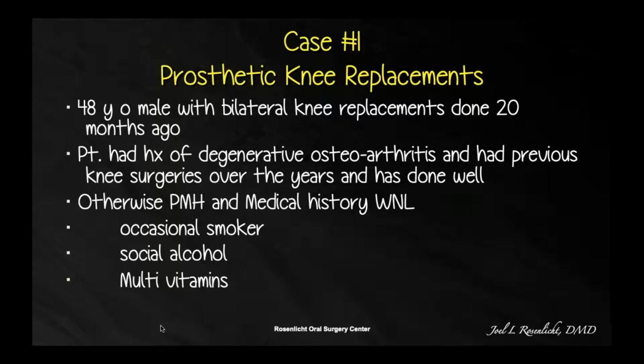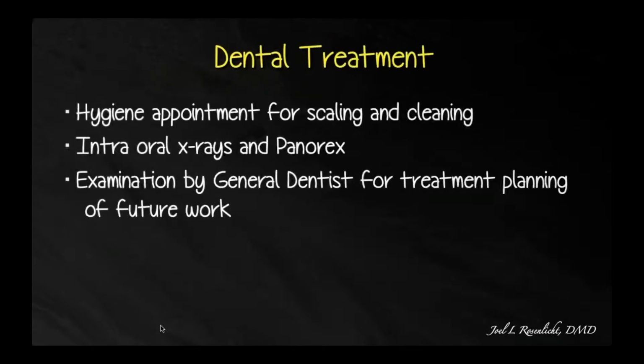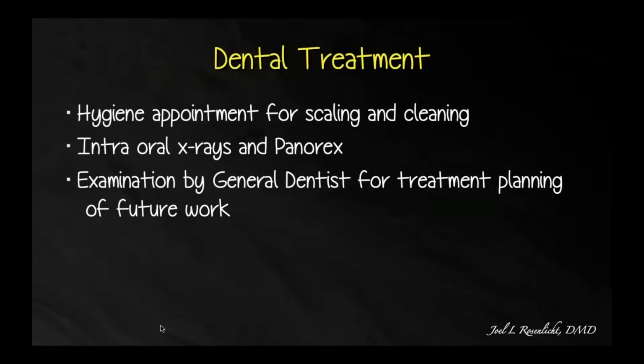surgeries. Otherwise, the patient's past medical history was relatively normal. His dental history was relatively normal. He was an occasional smoker. He did have some social alcohol, and he admitted to taking multivitamins. So probably call this patient a class 1 or a class 2 patient, one that we all would treat in our practice without any problem.